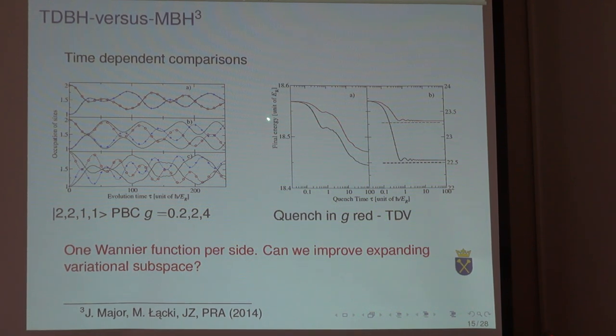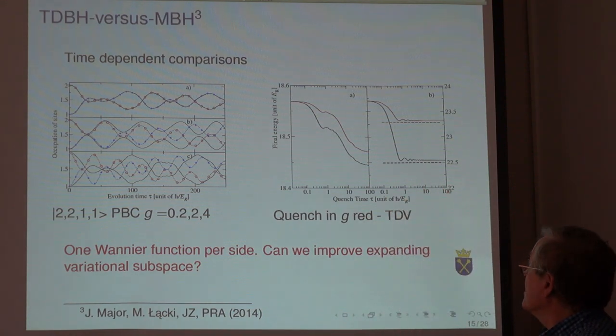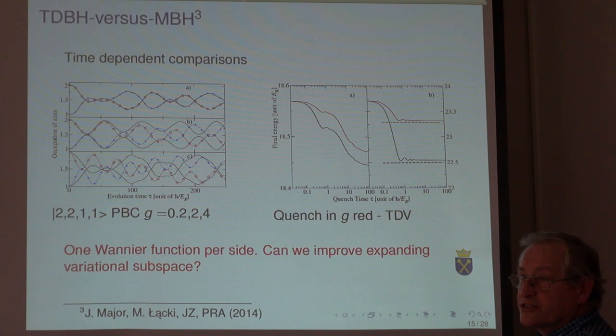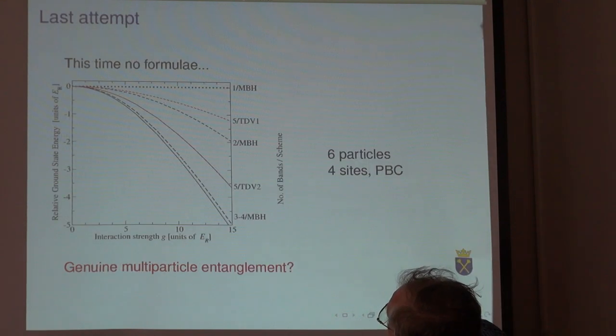So when we look at the final energy as a function of the quench time, if we quench very, very slowly, we should follow the ground state. Okay? And if you quench very slowly with multiband expansion, we land somewhere here, and the variational approach gives a ground state of much higher energy. So this just shows that the variational approach is not too good.